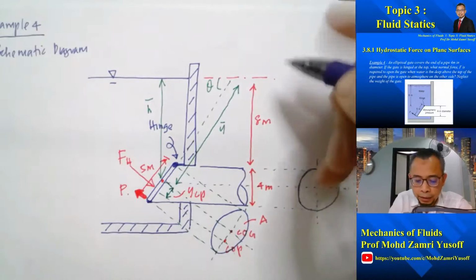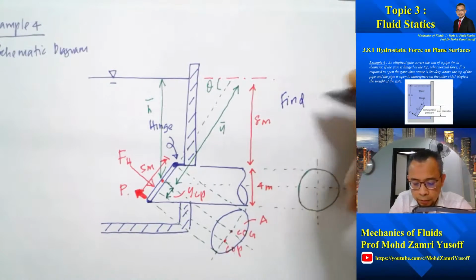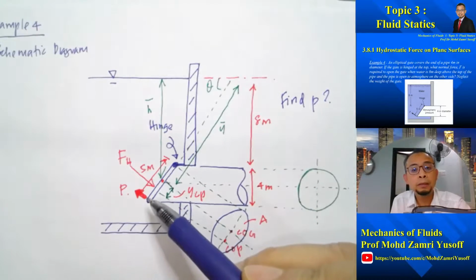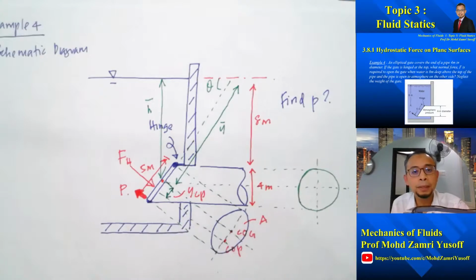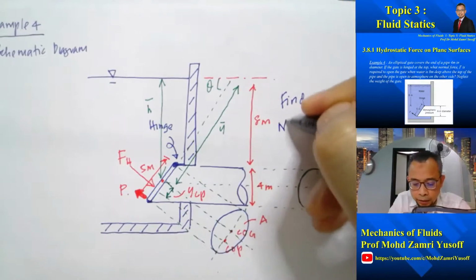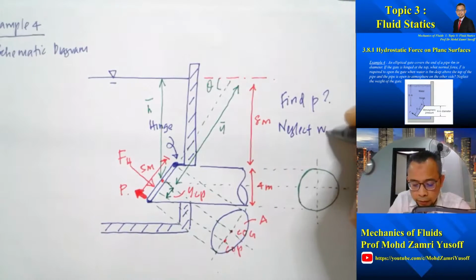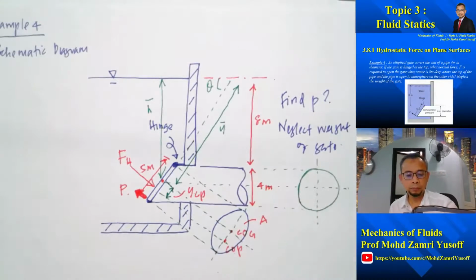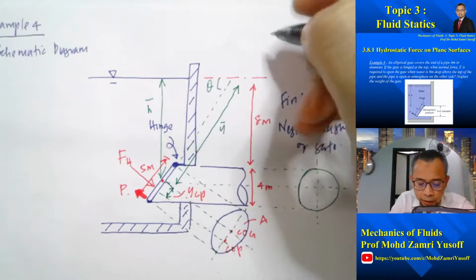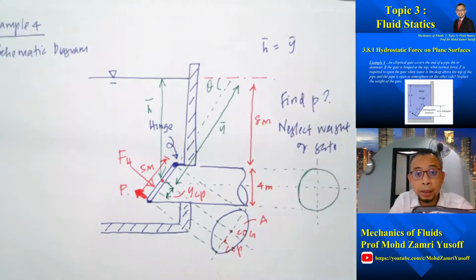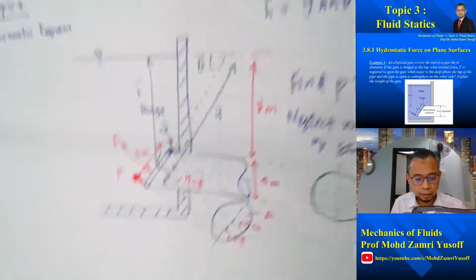We are asked to find P, the force P that we need to apply at the end of the gate in order to just open the gate, and neglect weight of gate. So we know also that this is our H bar and this is our Y bar. H bar is actually equal to Y bar sine theta. So first of all, let's determine FH.